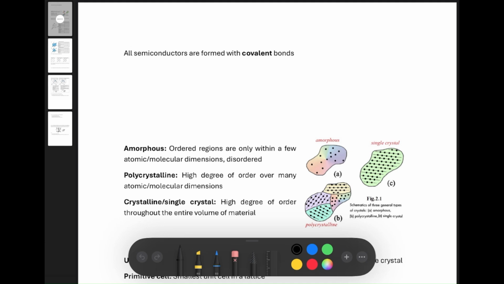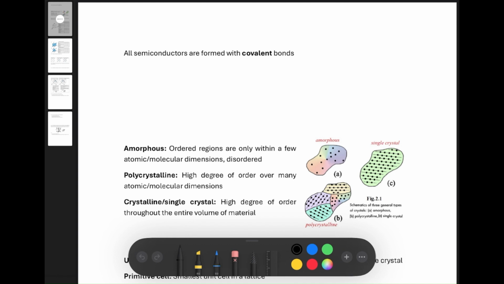In this video series, the syllabus will be based on NTU H3 Semiconductor Physics and Devices, or the NTU EE2003 module, which is called Semiconductor Fundamentals. Alright, so let's start with the first part, which is on crystal structure.